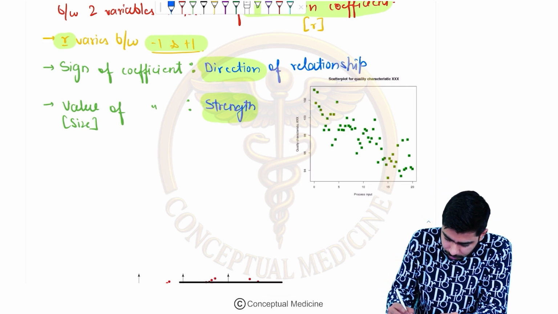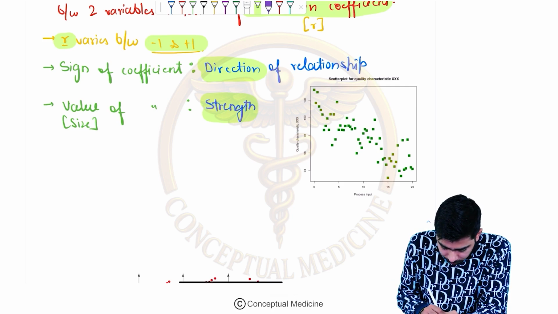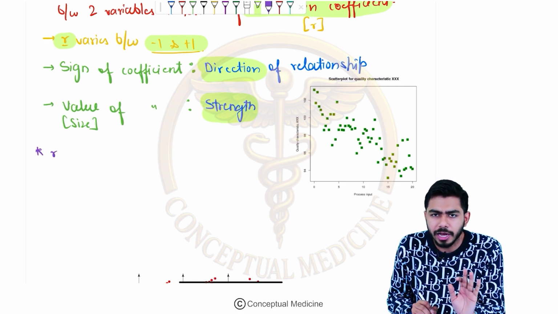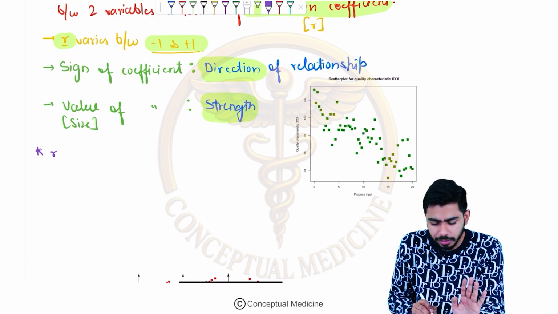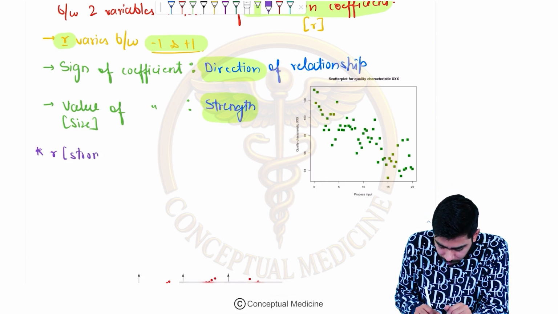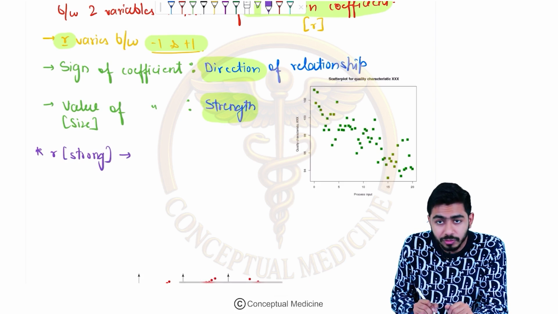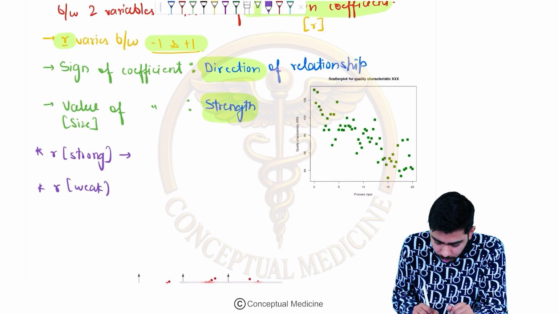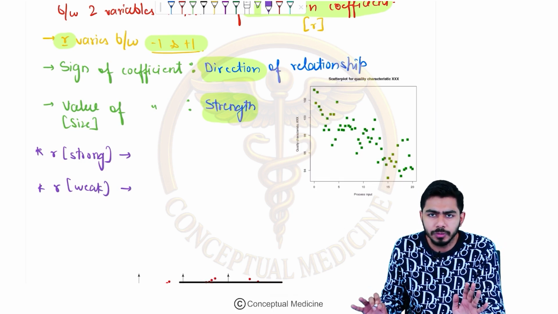I'm just writing small r over here. I know you understand that small r means coefficient of correlation. Small r could be strong, and in other cases small r could be weaker also. I told you the range already, that is between -1 to +1.